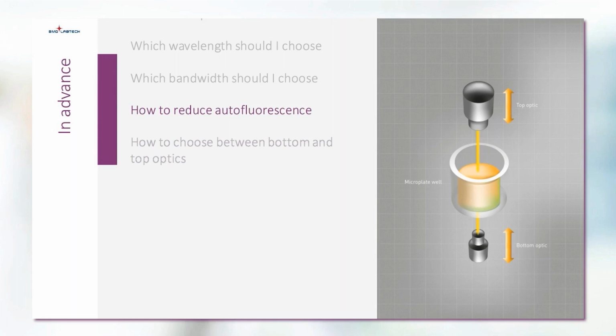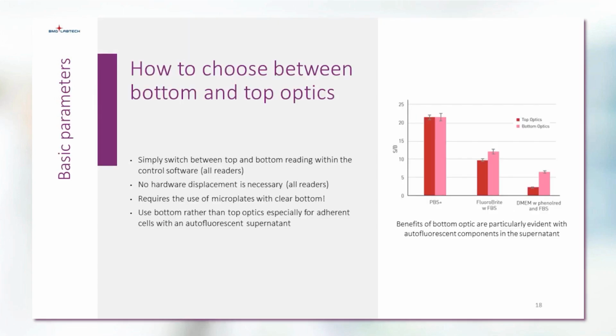Talking about potential options to reduce the negative effects of autofluorescence, the use of bottom optics is also a good idea in some scenarios. When working with BMG Labtech readers, that is actually nothing that you have to decide long in advance before you start your measurements. The switch from top to bottom optics can actually be done with just one click in the software. What you, however, need to think about in advance is which plate you're going to use for your measurements.